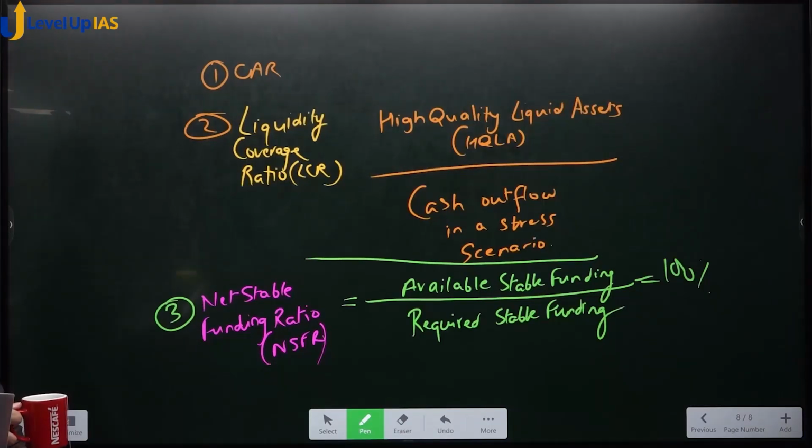Are you getting this? So Basel has said about the capital adequacy ratio, Basel has said about the liquidity coverage ratio. What is the liquidity coverage ratio? High quality liquid assets upon cash outflow in a stress scenario. Can you give me examples of high quality liquid assets? What comes to your mind when you hear high quality liquid assets?